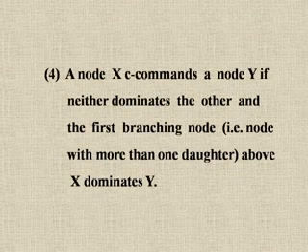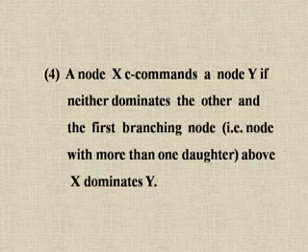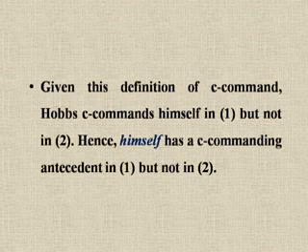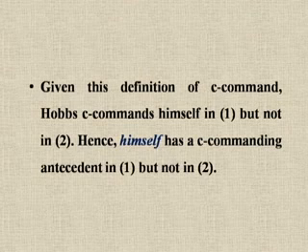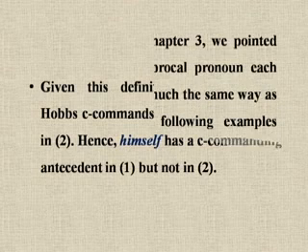A node X C-commands a node Y if neither dominates the other, and the first branching node, that is, a node with more than one daughter, above X dominates Y. Given this definition of C-command, Hobbes C-commands himself in 1, but not in 2. Hence, himself has a C-commanding antecedent in 1, but not in 2.